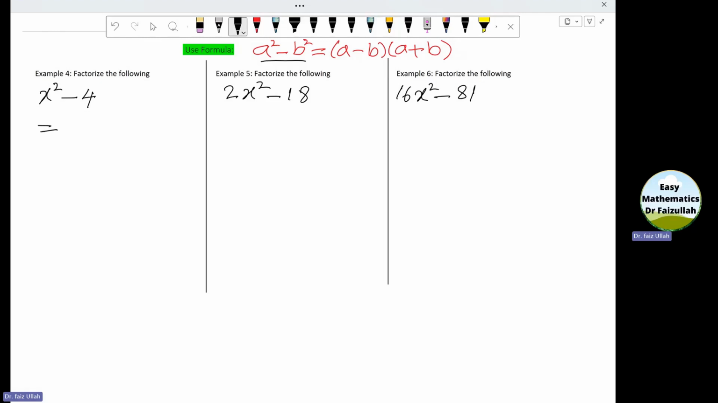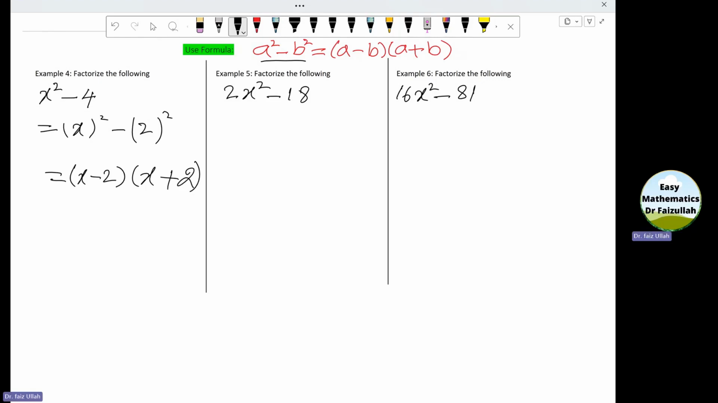First of all, we can write it like this: x whole square minus 2 whole square. Now we can see a is equal to x and b is equal to 2. So by using that formula, we can find that it is equal to x minus 2 into x plus 2, and that is the required factorization. Now look at example number 5.